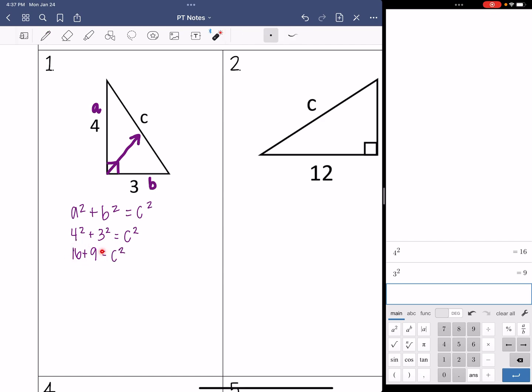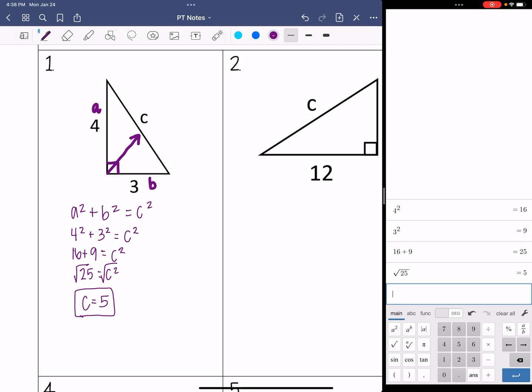Now here I see that I have to add 16 and 9 together. So 16 plus 9 equals 25. So 25 equals C squared. Now, I'm looking for the value of C. This is C squared, so what that means is whatever value I have for C, it is being multiplied by itself, or it is being squared. And I want to know the value for C. So this means I have to do the opposite of squaring something. So I'm going to take the square root on both sides. When I take the square root of 25, it equals 5. So C equals 5.